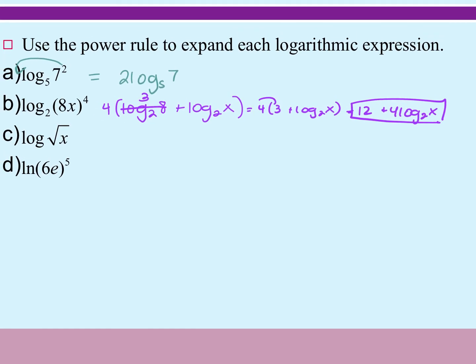All right, what about C? What is the square root of x in exponential form? Good. So log of x to the 1/2. What happens with that exponent? Bumps to the front. You cannot leave a square root in a simplified answer. You have to make the exponent 1/2.